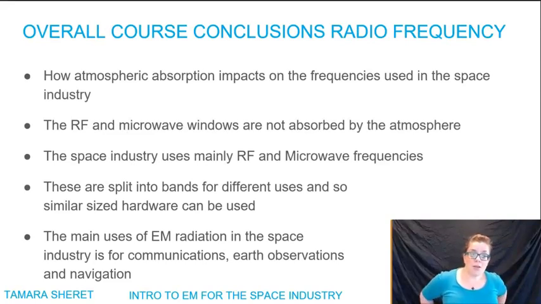For the radio frequency part of the course, we looked at atmospheric absorption, how that impacts on the frequencies used in the space industry. Indeed, it totally dictates that the only frequencies we can use are the radio frequency and the microwave regions, because these are the ones with very little absorption. We split these into bands in the space industry, partly so that we can have sections together where we can use the same hardware, so it makes life a lot easier. So the main uses of electromagnetic radiation in the space industry are for communications, for Earth observations, and for navigation.